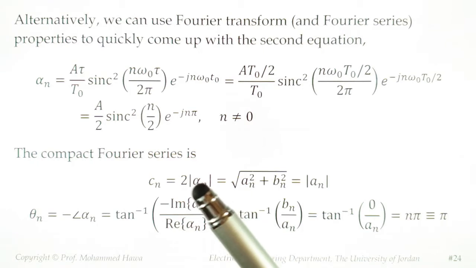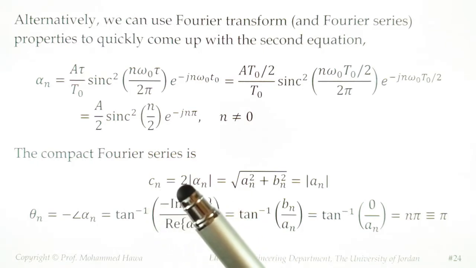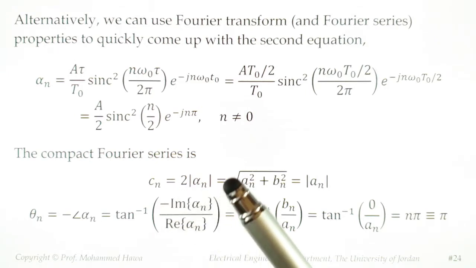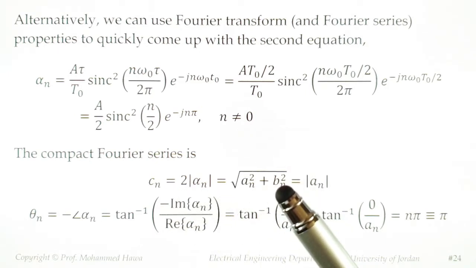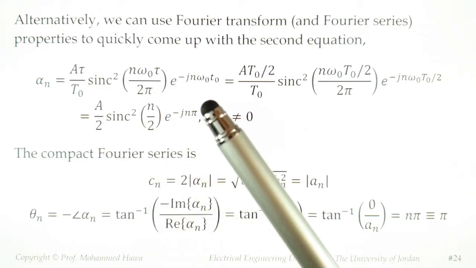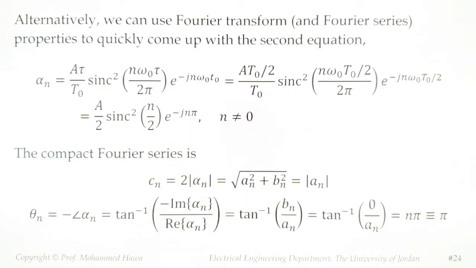Finally, if you're interested in the compact Fourier series form, then you can find it from the complex exponential form. For example, Cn is 2 times the absolute value of alpha n, the magnitude of alpha n, or you could say Cn is the square root of an square plus bn square. Since bn is 0, you get the absolute value of an. For theta n, it's the negative of the angle of alpha n. Remember please that the angle of alpha n is minus n pi, so the angle theta n is actually equal to n pi. Or alternatively, you could say tan inverse bn over an, you get tan inverse 0 over an.